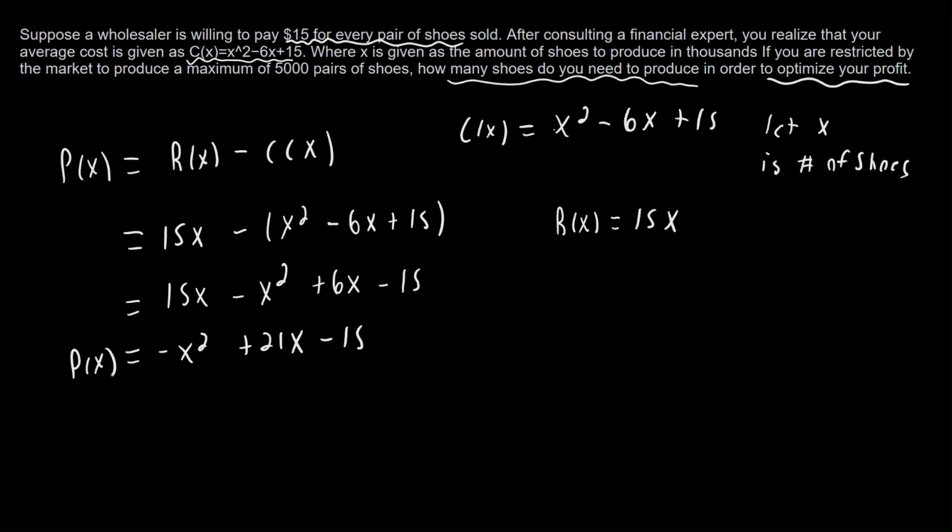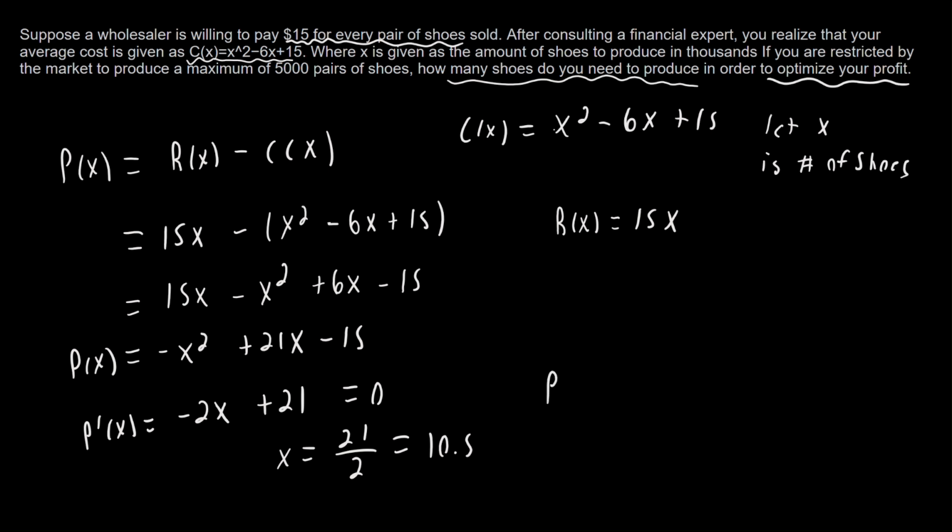And to find the critical points, we need to derive it and set it equal to 0. So p prime of x is equal to negative 2x plus 21. And if we set it equal to 0, we're going to get x equals 21 over 2, which is 10.5. So let's do the second derivative test to make sure this is correct. We're going to get a negative 2. So that means the function at this point, x equals 10.5, is concave down. So that means we're going to get a max, and therefore we just maximize the profit.